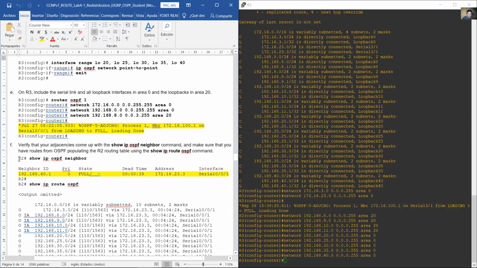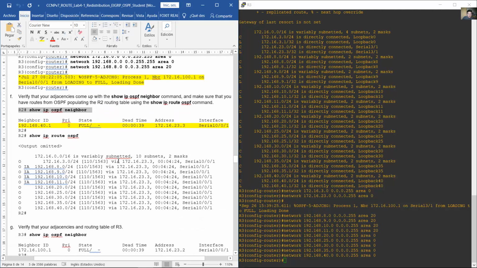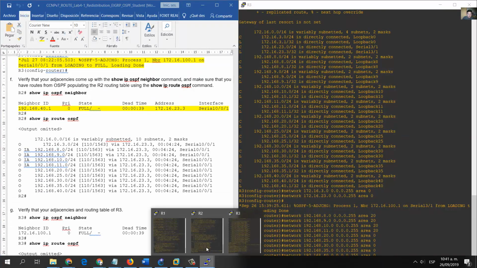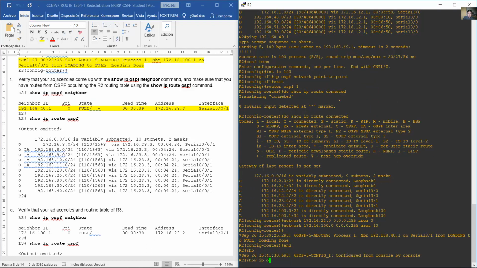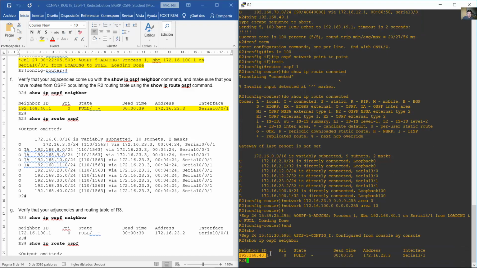Okay, go to R2 and verify the network. On R2, show IP OSPF network. This is R3. Okay, very nice. Show IP route OSPF.